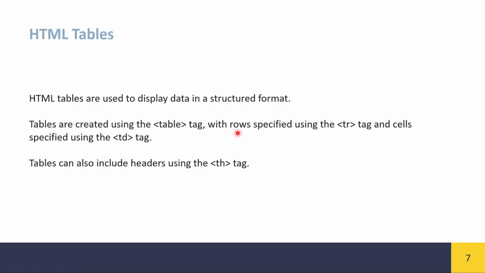If we want to get the rows, they are specified using the tr tag. The tr tag is used to get the rows in the table, and the cells are specified using the td tag. And next, tables can also include headers using the th tag. If we want to give the heading for the table, then we have to use the th tag.